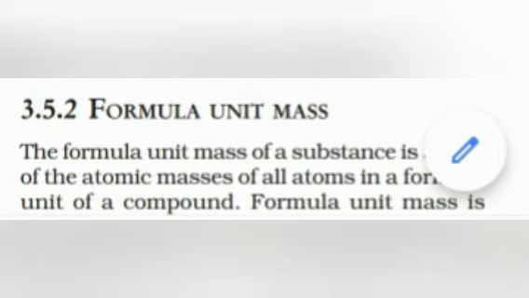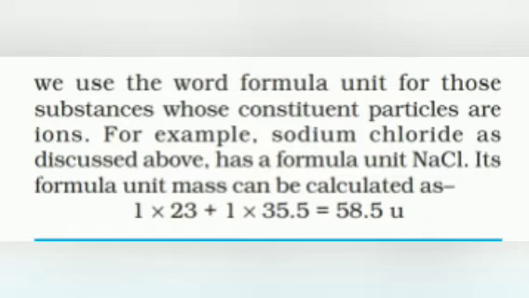Let us move ahead to calculate the formula unit mass. It is, for any substance, the sum of the atomic masses of all the atoms in the formula unit of a compound. 1 unit of compound बनाने के लिए जितने भी एटम लगते हैं उसके सारे मास, that is the formula unit mass. For those substances whose constituent particles are ions, मतलब जिनके constituent particles आयनिक फॉर्म में हैं. For example, sodium chloride, which we discussed above, has a formula unit of NaCl, right? So its formula unit mass can be calculated as: sodium atomic mass is 23, chlorine is 35.5. So we get the answer 58.5 unit.